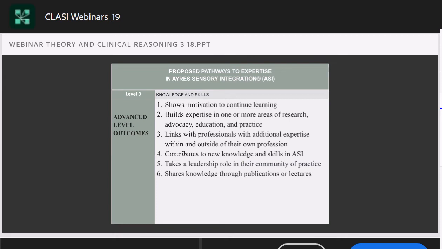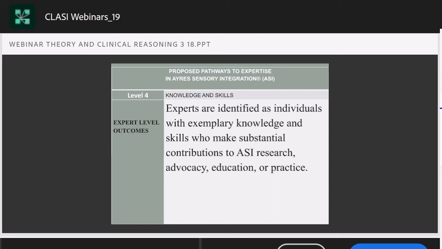Level 3 is advanced level, so this is where you're motivated to go beyond the certificate level. Some of you have already achieved a certificate in sensory integration, perhaps by another program such as the one that we worked in for so many years, the USC and WPS program. And of course, we don't think it stops there, because some of you will have already gone on to be experts and making substantial contributions to the literature or to practice or advocacy, education, or research.